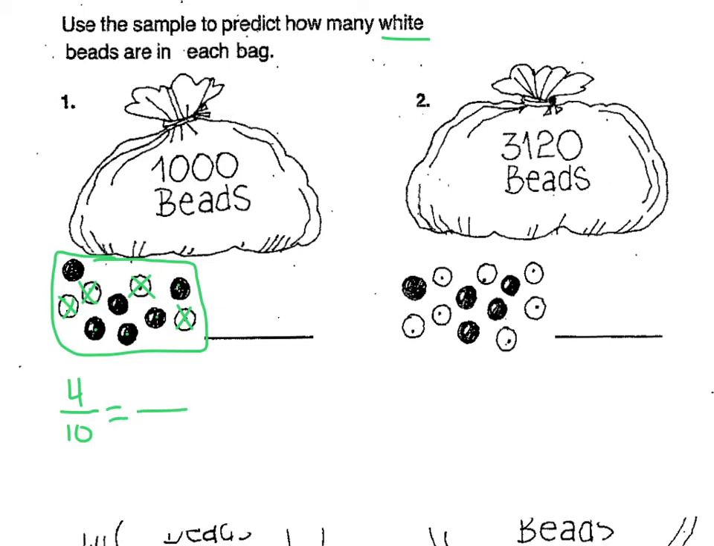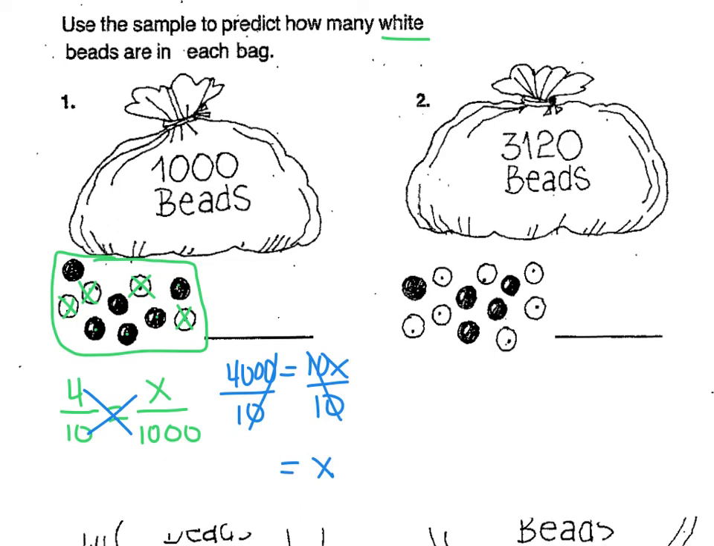So we're going to write a proportion here. How many white beads would there be out of a total of 1,000 beads in the bag? So once you have this, you just do your cross products. So you get 4,000 equals 10x, and then you're going to divide both sides by 10. So x equals, these zeros cancel, 400 divided by 1 is 400. So we would predict that there would be 400 white beads in the bag.